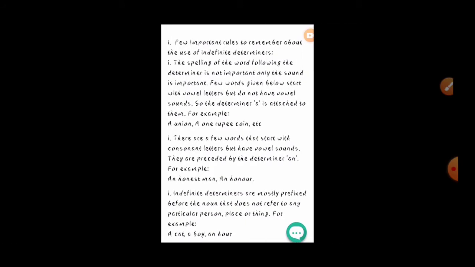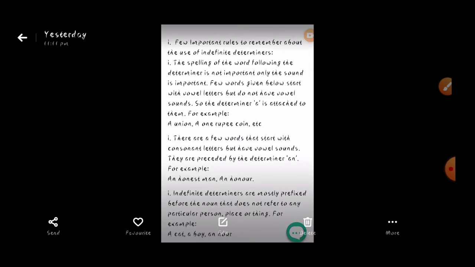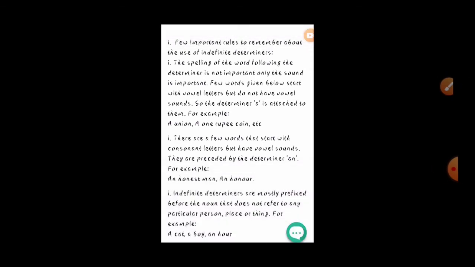Now, a few important rules to remember about the use of indefinite articles, determiners. Okay. What are the indefinite determiners? First one, the spelling of the word following the determiner is not important. Only the sound is important. I already told you, don't see whether the word is written with a consonant or vowel. Just determine with the sound of the word.